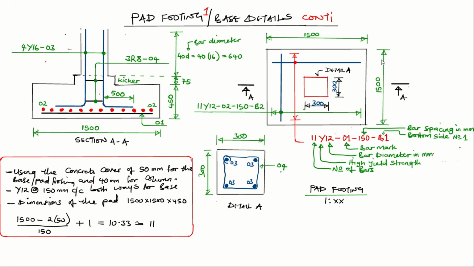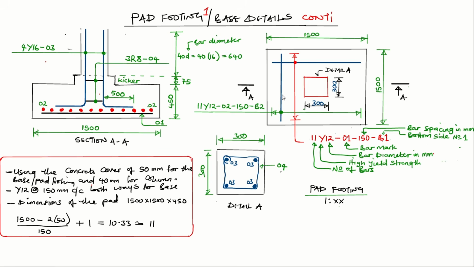Now, this distance can be changing. It's just that in this case, we have a pad footing that is 1500 by 1500. But you might find that this span can be a little bit longer in some cases, whereby you can have something like a 2000 here, 1500. So now, this reinforcement is being distributed in this direction, from left to right.